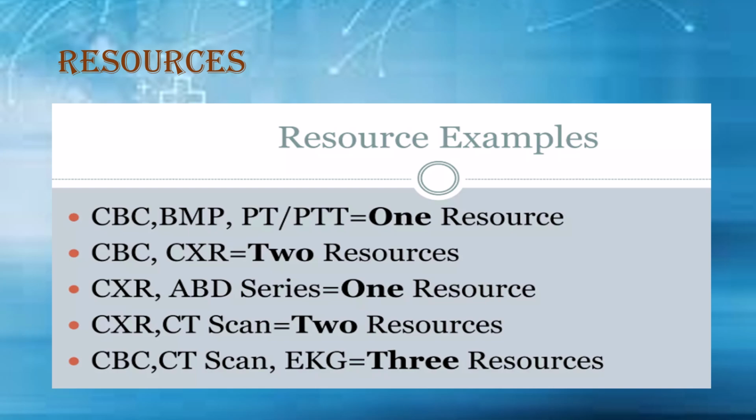So examples of resources, as I said: CBC and your examination of the blood, one resource. CBC and a chest X-ray, it will be considered 2 resources. Chest X-ray or abdominal X-ray, any sort of series you want to do, 1 resource. Chest X-ray and a CT scan, 2 resources. If it is a CBC, CT scan, ECG, 3 resources. So if you use 3 or more than 3 resources, it is level 3 automatically.